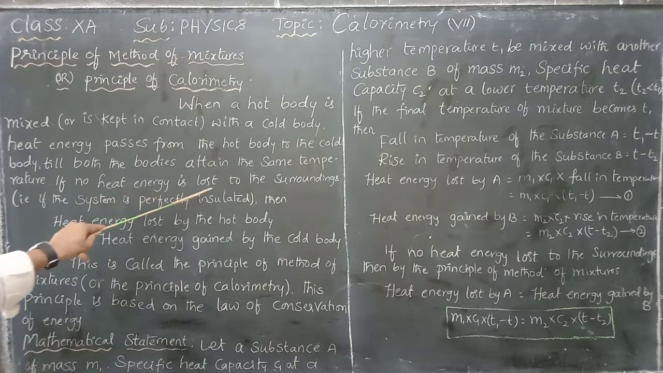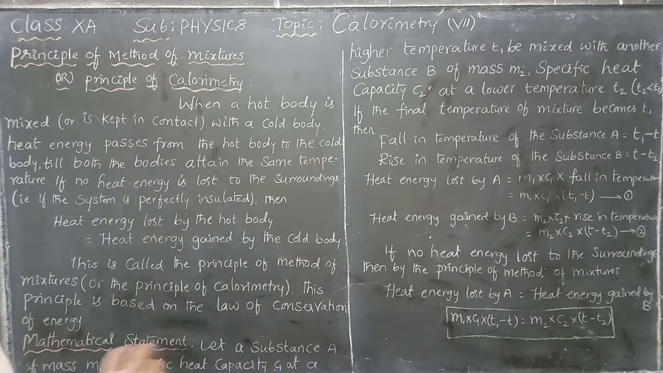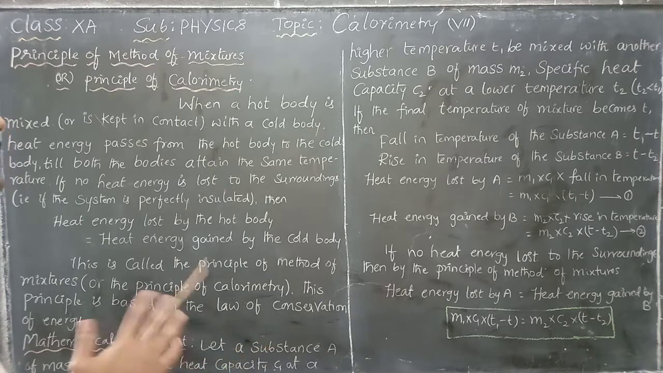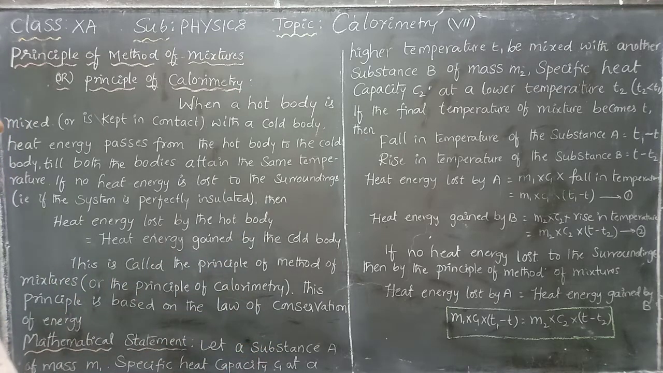If no heat energy is lost to the surroundings. The surroundings are a combination of air particles. The air particles do not receive any energy from this contact between one body and another, or the mixing of the hot body with the cold body. Then it is completely, perfectly insulated. No heat energy from the entire system is transferred to the surroundings.